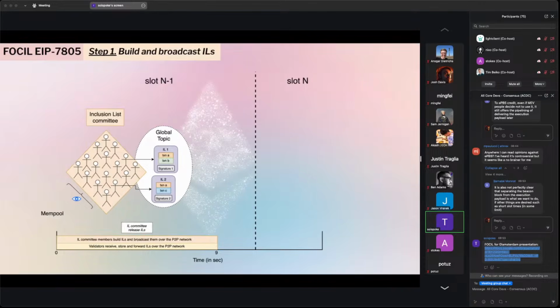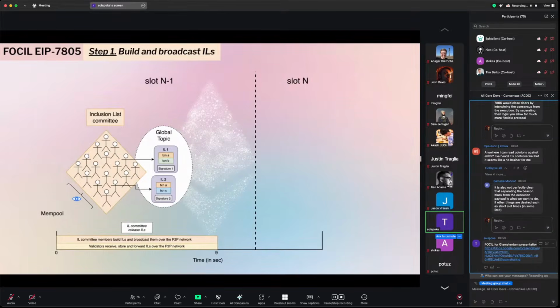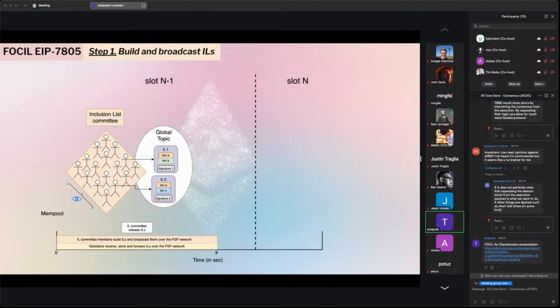And what validators do is they monitor the P2P network and they store the inclusion lists that are broadcast until a deadline. That's the view freeze deadline. And that's 9 seconds into the slot. And so at this point, they keep forwarding inclusion lists, but they stop storing new ones.